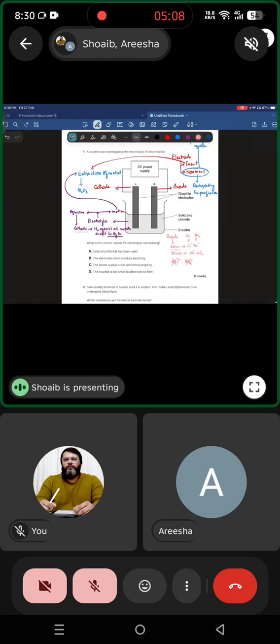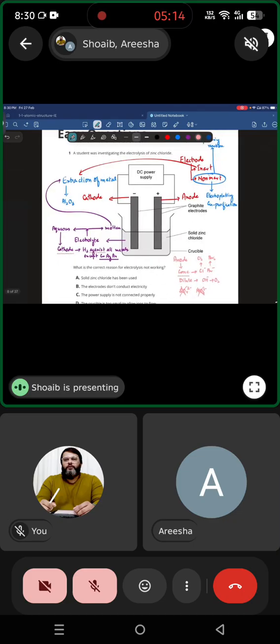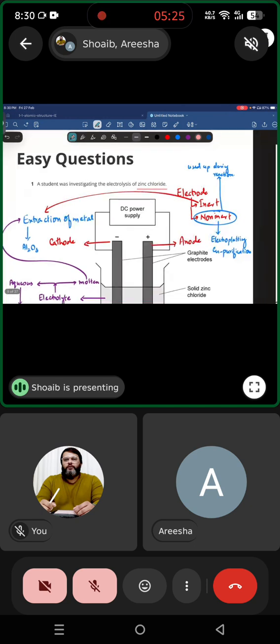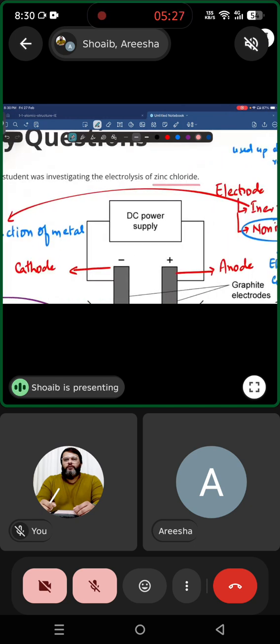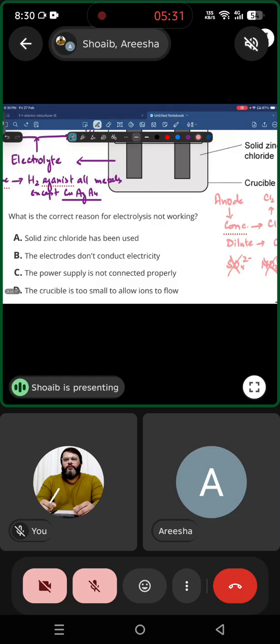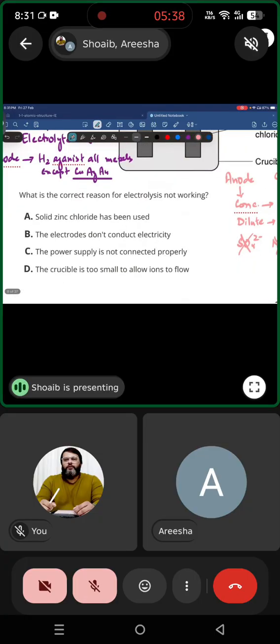So this is the introduction part of electrolysis which I have given to you. Now let's start with the questions. Question number one. A student was investigating the electrolysis of zinc chloride. In the zinc chloride, they have not mentioned the solution here. So what is the correct reason for the electrolysis not working? We have to check here.